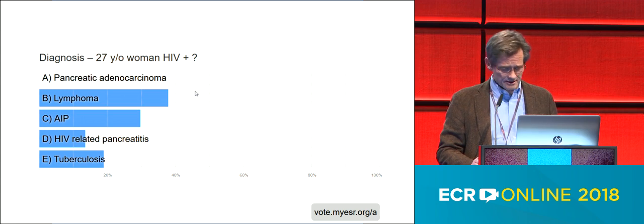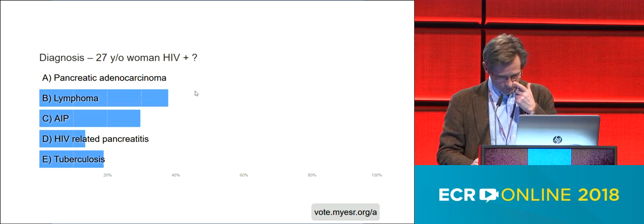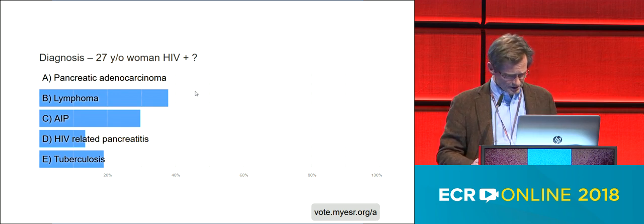HIV-related pancreatitis is an entity that is not common, but exists, particularly in those patients that are not taking their medication. And of course, in this particular setting of HIV background, tuberculosis is a condition that should be considered, although in general it's also associated with multisystemic involvement and is more focal.